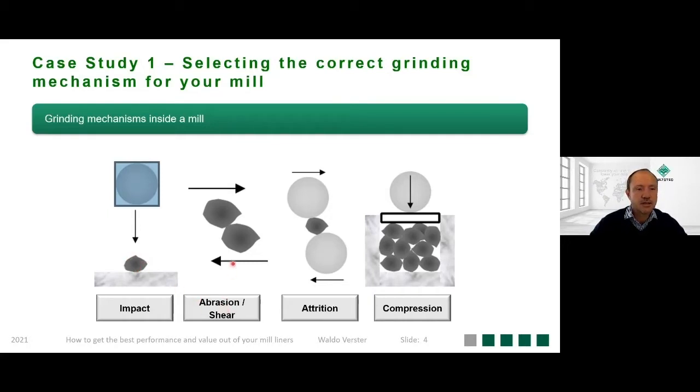Abrasion or shear, that is when two ore particles move relative to each other and hence removing material between them. Attrition grinding, very similar to abrasion or shear, but this is when the ore particle is trapped between grinding media and there's relative movement between the two grinding media, or even more than two pieces of grinding media. And then lastly, compression grinding. This is a combination of impact, abrasion, and attrition grinding.